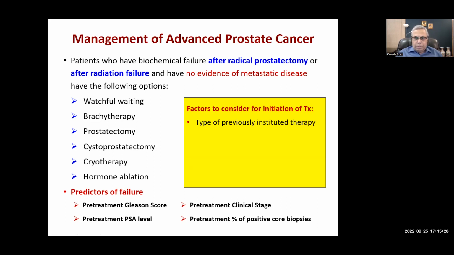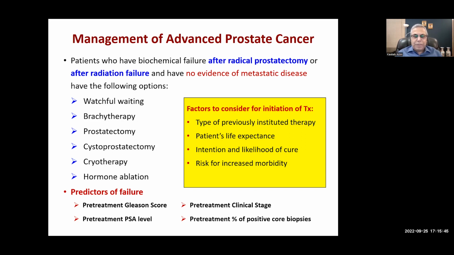So we also consider, if it is a recurrence, we consider the initial therapy, we consider the patient's life expectancy, and we also look into the likelihood of cure, and we look at the risk of increased morbidity due to treatment. You know, all these treatments have side effects, and patient's quality of life. If the patient's quality of life is good, then we hope that the outcome will be good. But if the patient is aged and he's frail, he's weak, then obviously the outcome might not be as good.